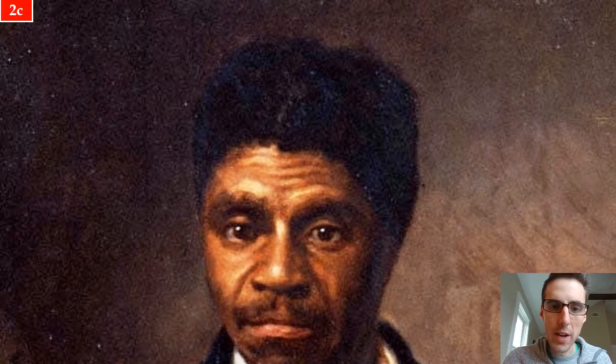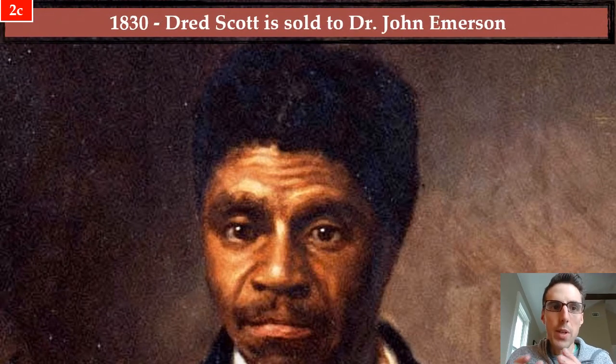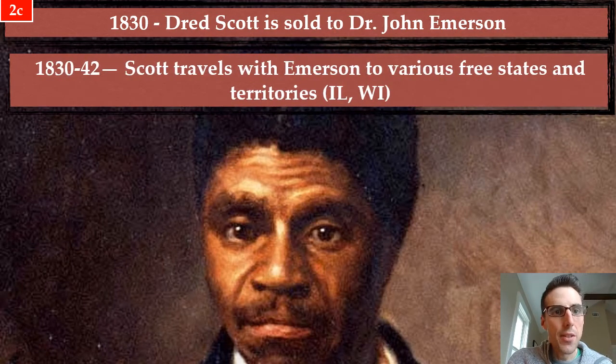Okay, Dred Scott, here he is. I'm going to give you a timeline of his life as it relates to his court case. Okay, so here we go. 1830, Dred Scott is sold to a guy named Dr. John Emerson. Remember, this is way back. The roots go way back. Then, 1842, Scott travels with his owner to various free states and territories, Illinois, Wisconsin, etc.